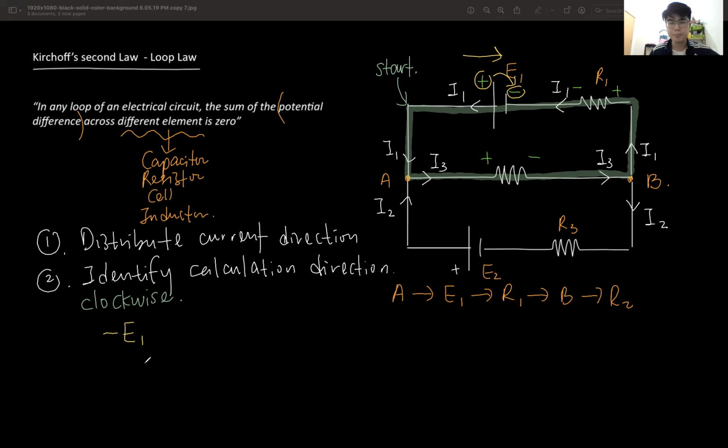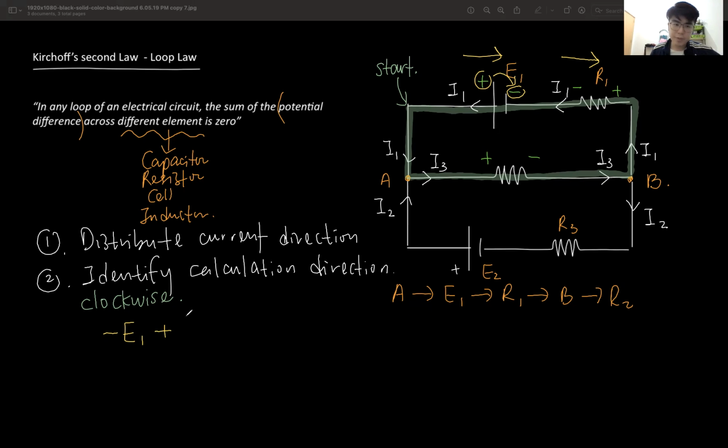I start with this one. You always look at the second sign. Okay, if it goes from positive to negative, then it's a negative potential difference. And then you continue to go, follow the direction to the second component, right? So R1. You see the sign again, we're going from negative to positive. So this is going to be a positive potential difference. So I will write here, continue here, positive.